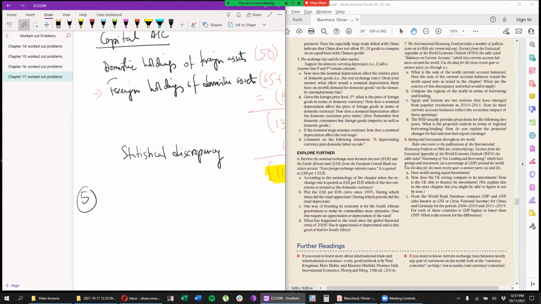Oh, so what we have is a domestic currency depreciates. So E is going to fall, but we are also told that E and E star are going to remain constant. So let me just write down what these are. This means that domestic currency, what's happening? Depreciating.